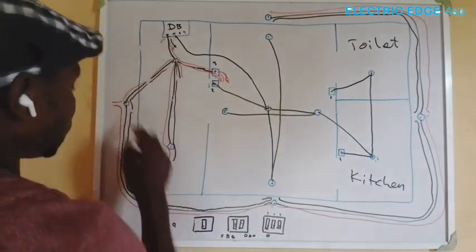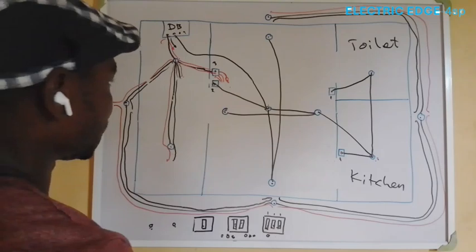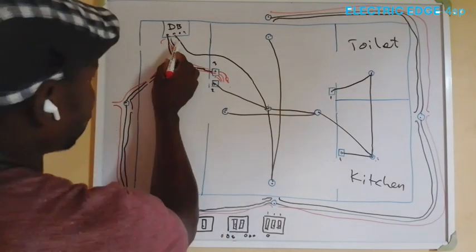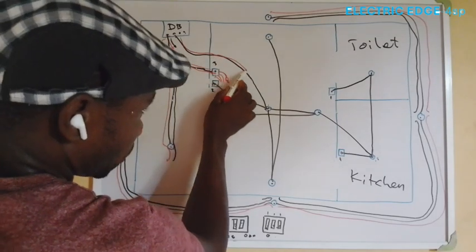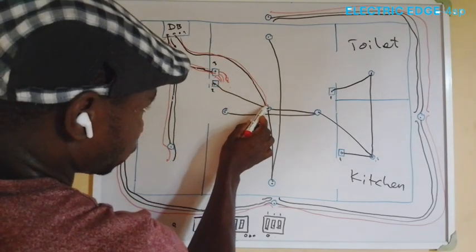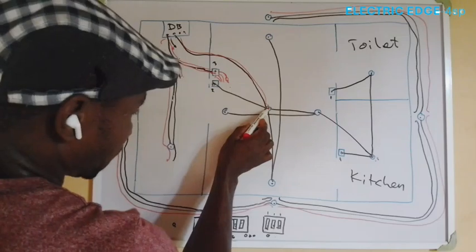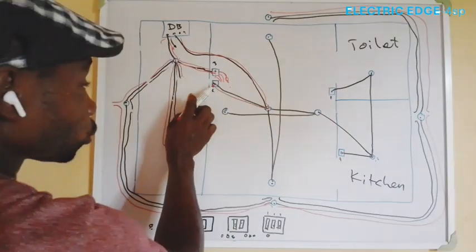Now this circuit is serving this room, serving the kitchen, and serving the toilet. So in this case, we are going to send our red. Our mains is coming from here, and it will travel inside this pipe to this point. When you get to this point, it will enter this box and continue. It will go to this switch.